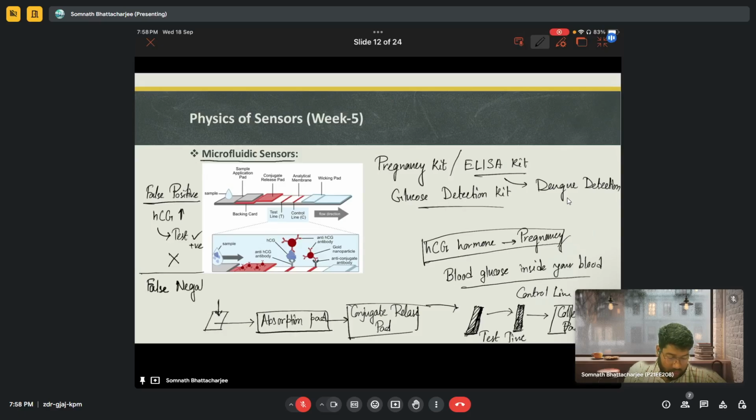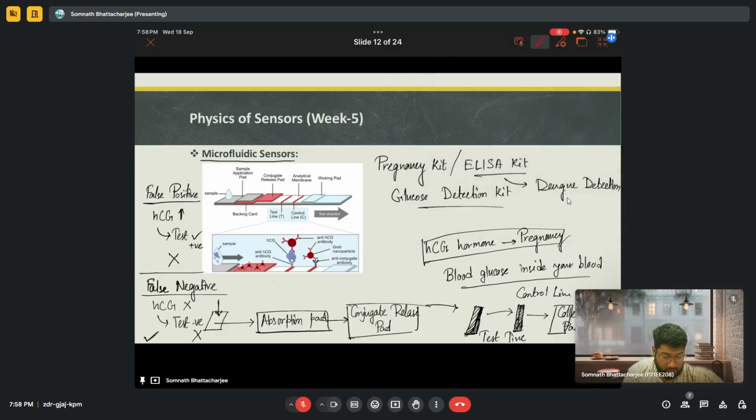So what happens in a false negative? A false negative is, let's say, an ectopic pregnancy or those kinds of things, where there's no increase in HCG. So HCG remains the same, and your test will come out negative, but still there's a pregnancy. So this is a false negative and a false positive case. Multiple tests and multiple checking are needed. Even these kinds of sensors can be used for some use cases that are not intended.